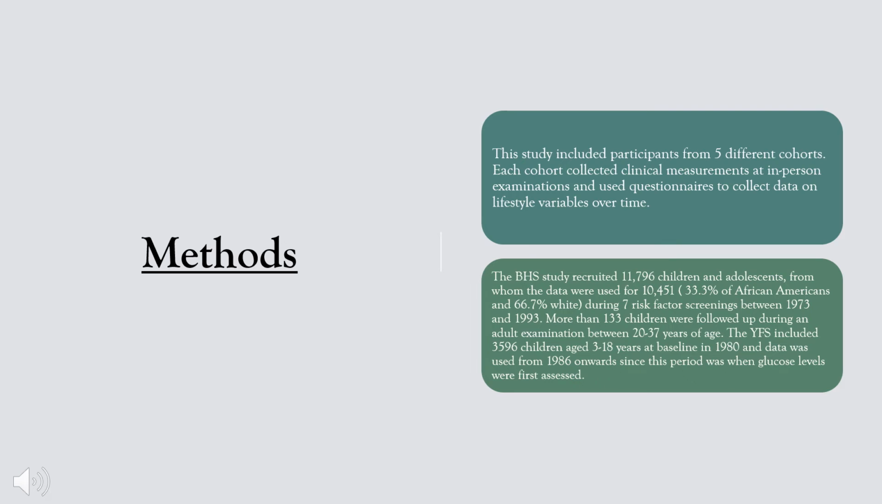More than 100 133 children were followed up during an adult examination between 20 to 37 years of age. The YFS included 3,596 children aged 3 through 18 years at the baseline in 1980, and data was used from 1986 onward, since this period was when glucose levels were first assessed. The cohorts were followed at the ages of 3, 6, 9, 12, 21, and 30. The data provides an understanding of cardiovascular health patterns from ages 8 through 18 years.